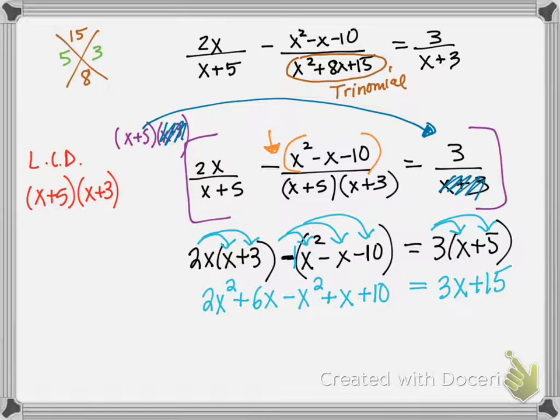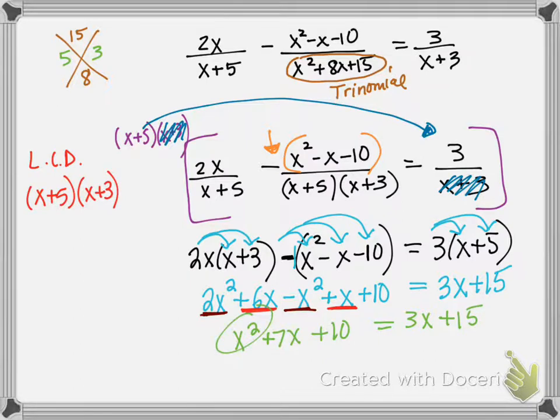Now let's take a look at what we can combine. 2x squared minus x squared is just 1x squared. Okay, let's take a look at the x's. 6x's plus 1 more would be 7x's. And then I have a plus 10. And that's equal to 3x plus 15.